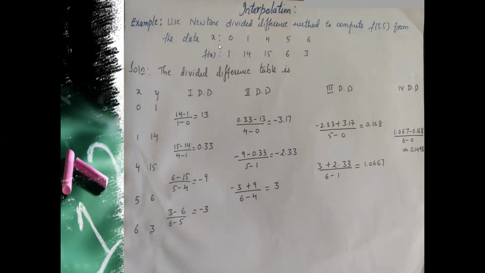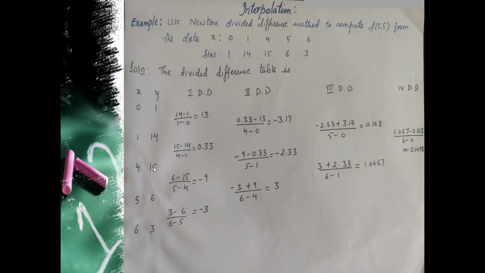Now let us denote these values in columns: x values 0, 1, 4, 5 and 6, and the corresponding y values 1, 14, 15, 6 and 3. Now we'll compute the first divided differences. The first divided difference is y1 minus y0 divided by x1 minus x0, that is 14 minus 1 divided by 1 minus 0. We get it as 13.